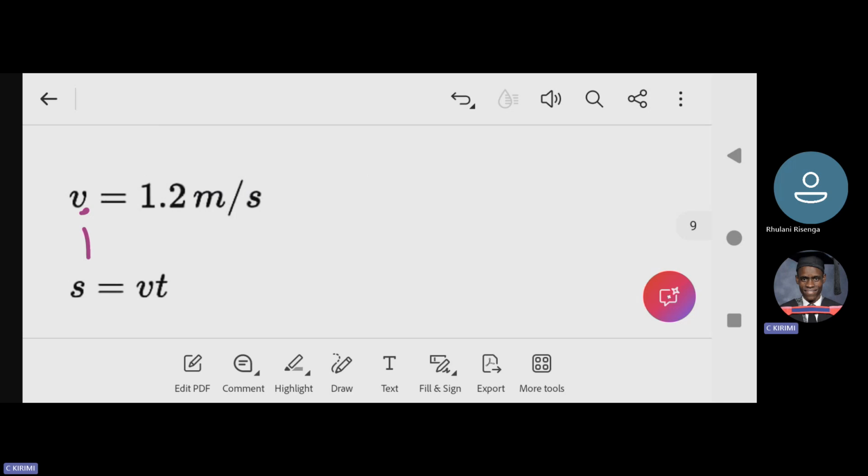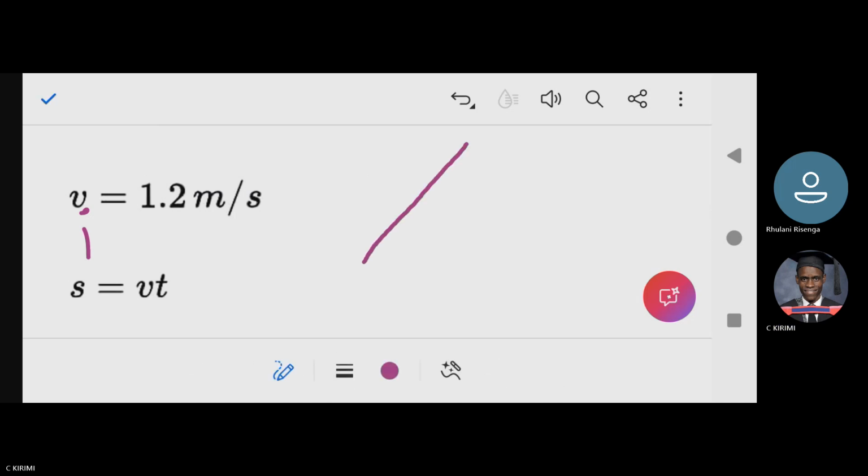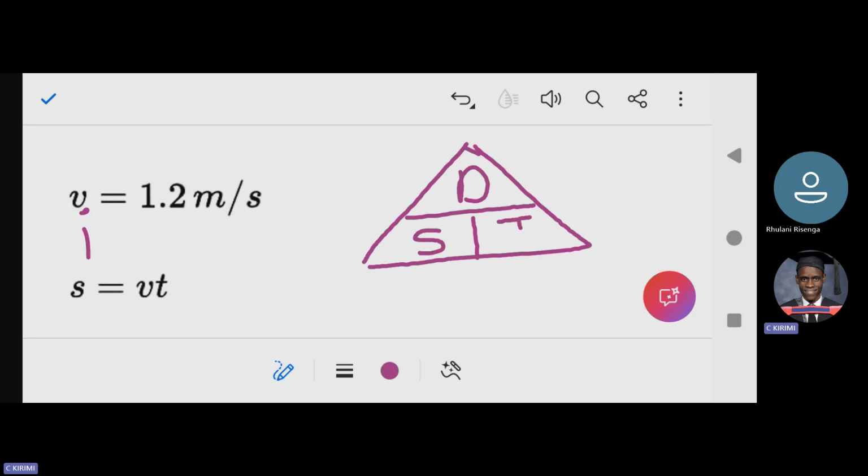But we know that distance, if you are using the distance formula, distance is equal to speed times time. So this is the formula which we are talking about. Distance is equal to speed times time.